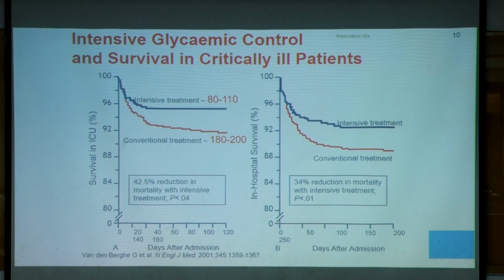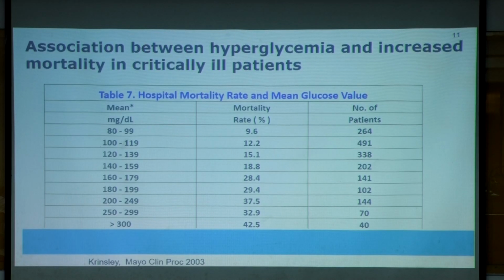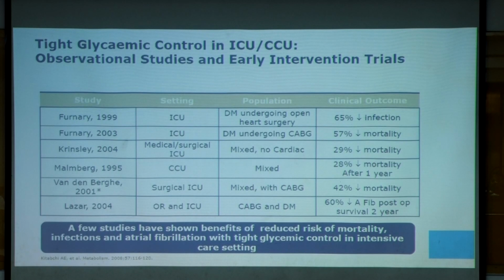So for every 20 milligram rise in the blood sugar, there is almost 30% increased risk of death. Mortality is increased by almost 30% if the blood sugar rises by 20 milligram. This is what they found out from this study: the association between hyperglycemia and increased mortality in the critical care setting. You can see for every almost 20 milligram of rise, they got an increased mortality rate.